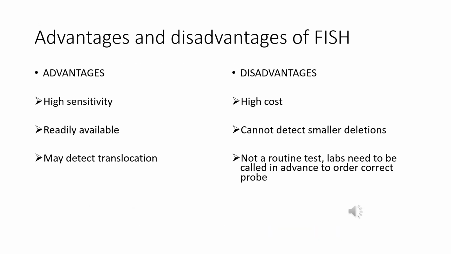In this slide, we talk about advantages and disadvantages of FISH. Advantages of FISH are that it is readily available at major hospitals and cytogenetics labs. It has high sensitivity and may detect translocation. Disadvantages of FISH are higher cost, coverage of insurance varies, and it cannot detect microdeletions, hence there is a higher chance of false negative results. And it is not a routine test, therefore labs need to be called in advance to order the correct probe.